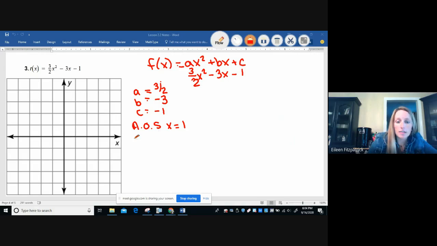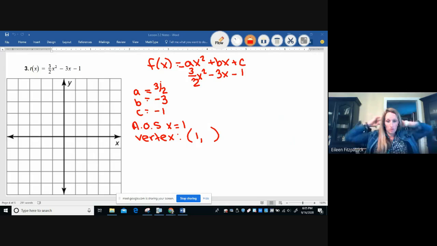All right, next thing we're going to talk about is the vertex. Remember the axis of symmetry goes through the vertex, and the axis of symmetry has the same x value as the vertex. So right now I know my x value is 1, but I need to find the corresponding y value. If you know the x value of a function, how can you find its corresponding y value? You plug it in. So you're going to take this function and plug in 1 to figure out what the y is equal to, because you're going to replace f of x with a y.